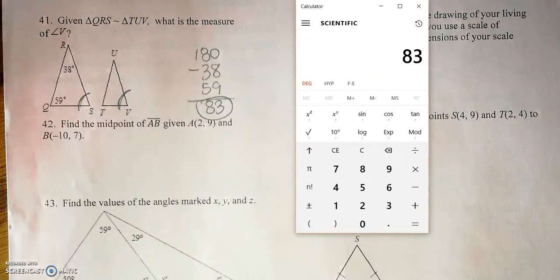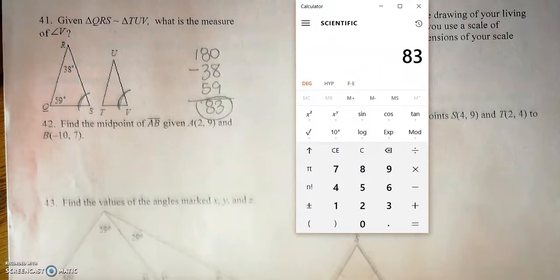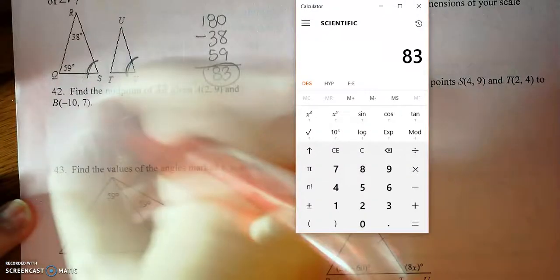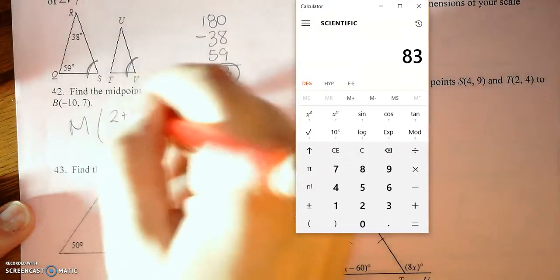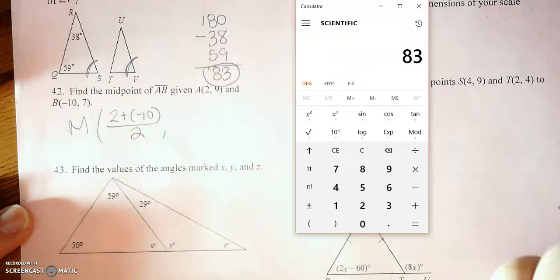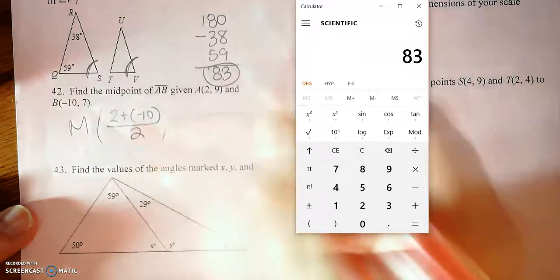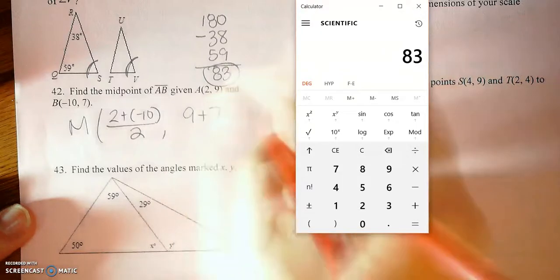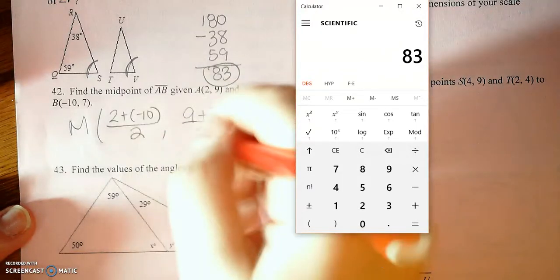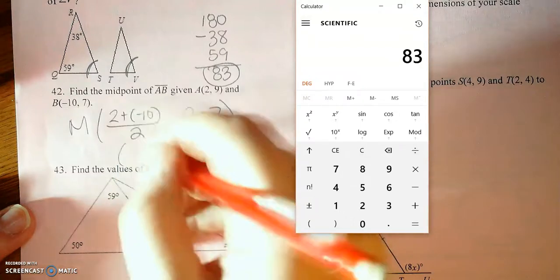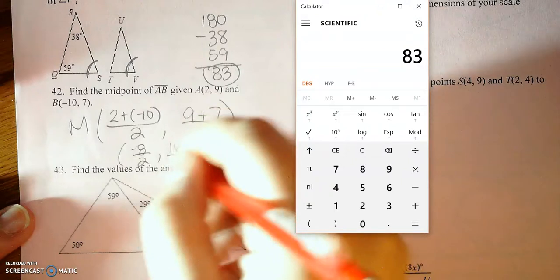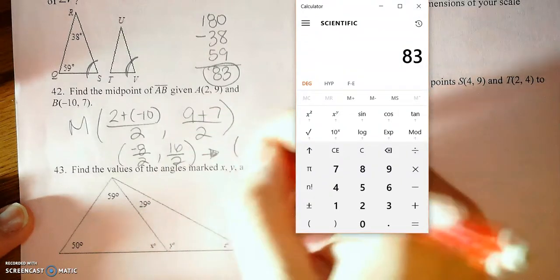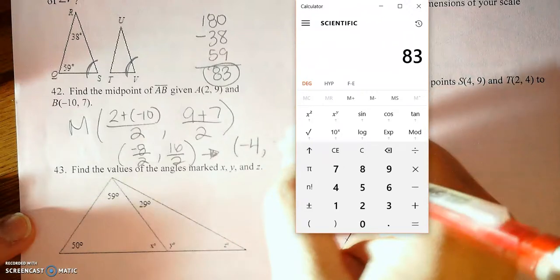For 42, we're going to find the midpoint of AB given that the endpoints are (2, 9) and (-10, 7). If you remember the midpoint formula, you take the two x coordinates, 2 and -10, add them together and divide by 2. It's taking an average. To get the y coordinate of the midpoint, you take your two y coordinates, 9 and 7, add them together, and divide by 2. Here we would end up with -8 over 2. Here we would end up with 16 over 2. And then, of course, if we can simplify, we'd want to. So our actual answer here should be (-4, 8).